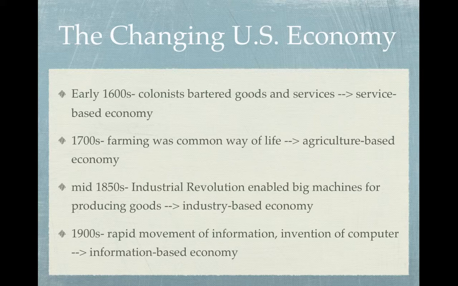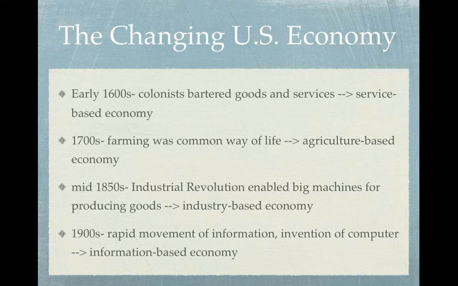Then in the mid-1850s, the Industrial Revolution started happening, and happened first in Europe and England, and then came over to the United States. And this started enabling big machines for producing goods and more factory work. So this was an industry-based economy.